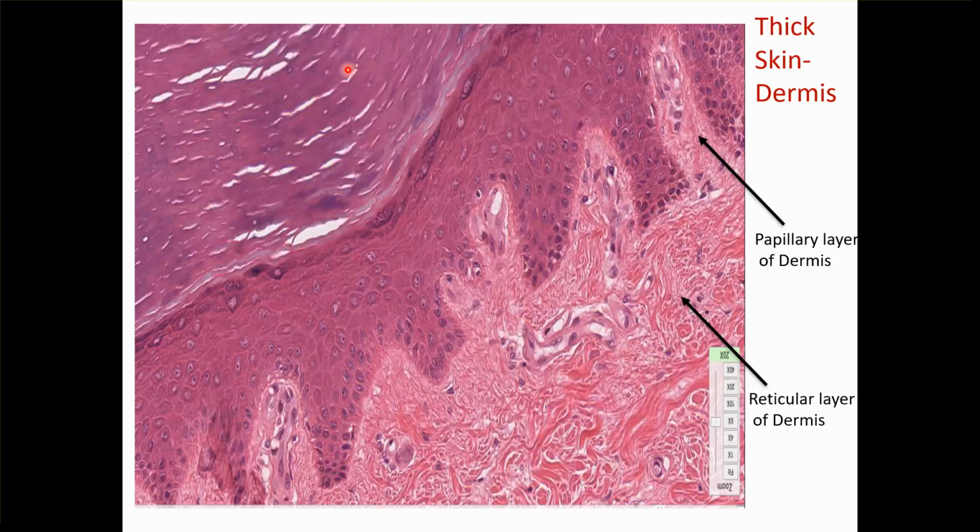Again you can see this is the stratum corneum, and you can again identify all the layers. This is stratum basale. Then coming to the dermis, this part which you see is called the papillary layer, and the one below is called the reticular layer. Papilla means a finger-like projection. This is a finger-like projection.